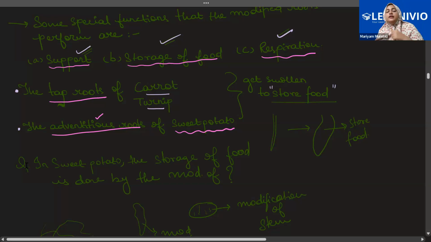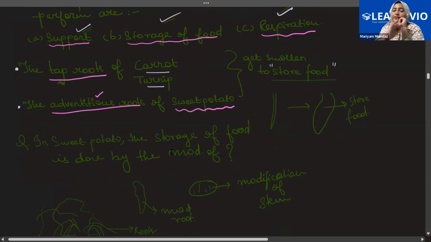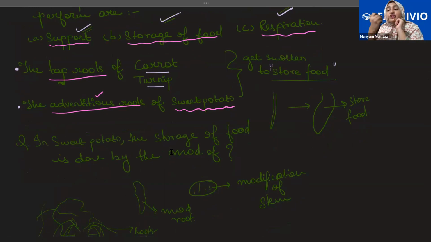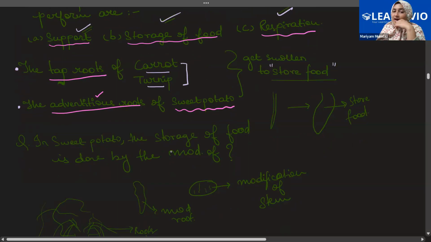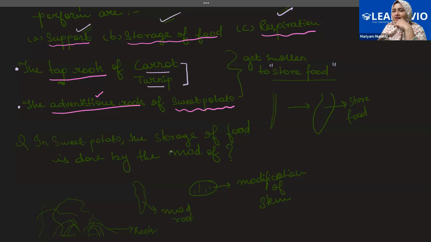Yes, ma'am. Now see, one more thing: the kind of question that may be asked to you is like, in sweet potato, the storage of food is done by the modification of which kind of root? We know that if we are talking about carrot, turnip or sweet potato, the three vegetables or the parts of the plant, their different roots are being modified. In case of carrot and turnip, the tap root is being modified. If the tap roots are being modified, then what kind of plants are carrot and turnip? What kind of plants would you consider carrot and turnip to be?